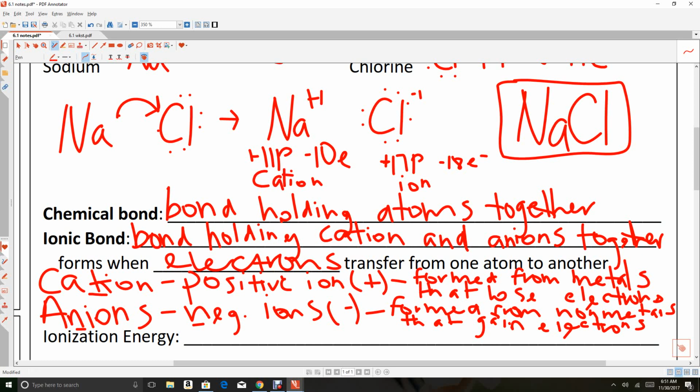Okay, and then we have anions, or chlorine, which has gained electrons. It's a nonmetal, and it's negative. So this must be our anion.